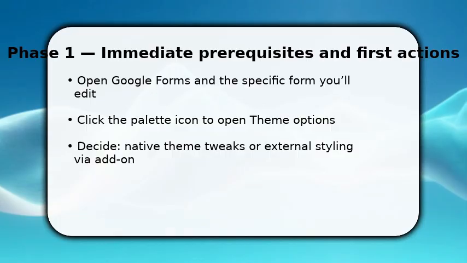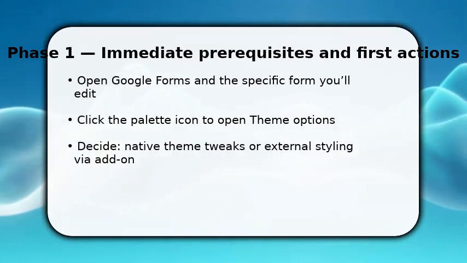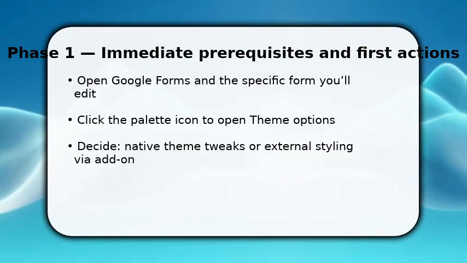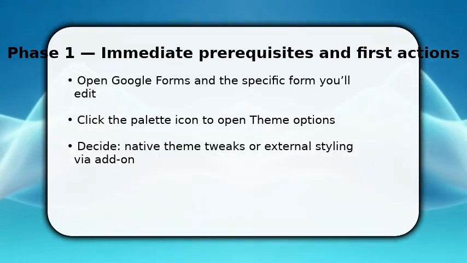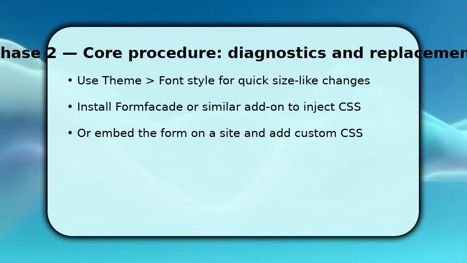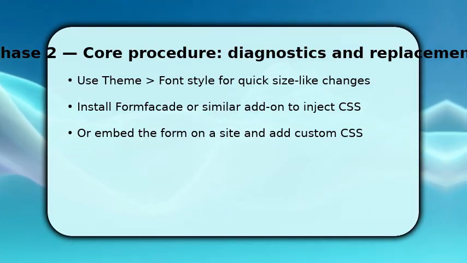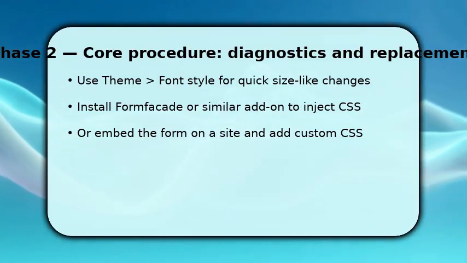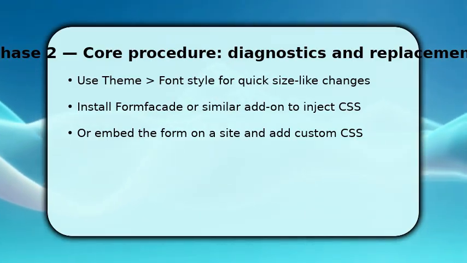Make that decision now, because the next steps diverge depending on whether you stay native or apply custom CSS via a third-party tool. If you chose native tweaks, pick a bolder or larger-looking font under theme font style. Larger families can improve readability. If you need exact sizes, install an add-on such as Formfacade, authorize it, then open its styling panel to add CSS rules like font size, 16px for question text.